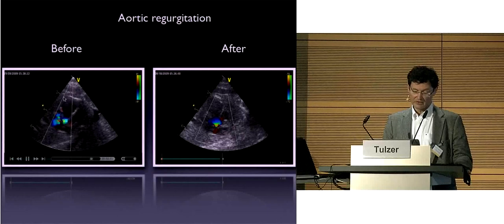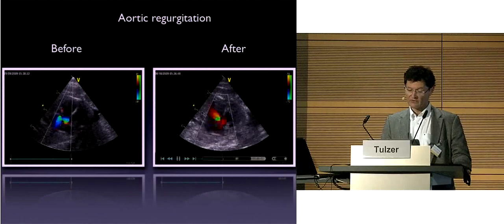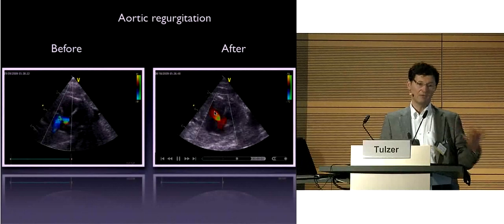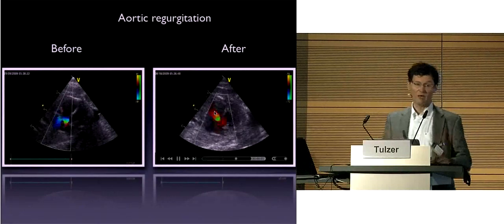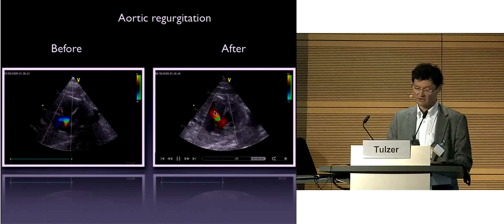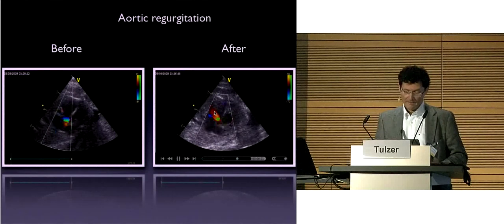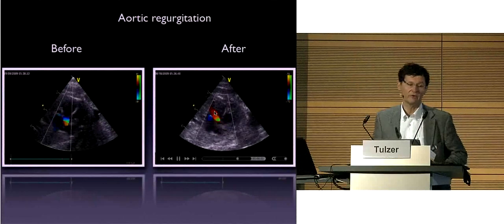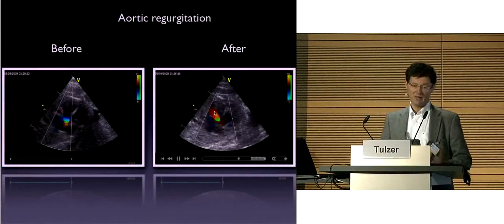So this here is the left ventricle. Blue is the flow across the aortic valve before the intervention, and right after the intervention you can see this in red, severe aortic regurgitation. It's almost an absent aortic valve that we have created here because we overdilate. And it's really fascinating to see that within a few weeks this aortic regurgitation is completely gone.